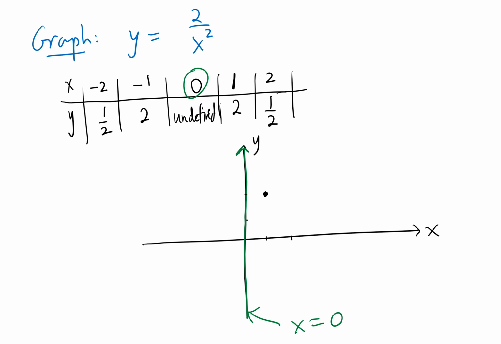here, 2, 1/2. Well, is that enough? How about if you take 3? If you want to pick up more points, you get 2 over 9. So it's getting closer. And if you pick up 4, it's getting even closer down to the x-axis. So it's going to come this way. So that's the right-hand side after the 0. To the left of 0, it's -1, 2, -2, 1/2. It seems it's going to go the same way. Like that.